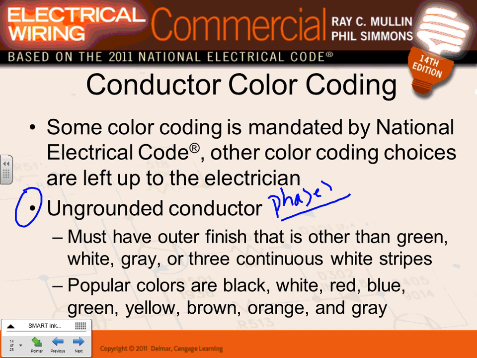The phases, guys, cannot be white, cannot be gray, cannot be any continuous white. Green cannot be used either. An ungrounded conductor must have an outer finish other than these. That's all they say about the phases. So please don't make them gray, white, or green. Make them any color. Can I have pink as phase A? No problem. So page 102 is the industry standard for different types of systems.